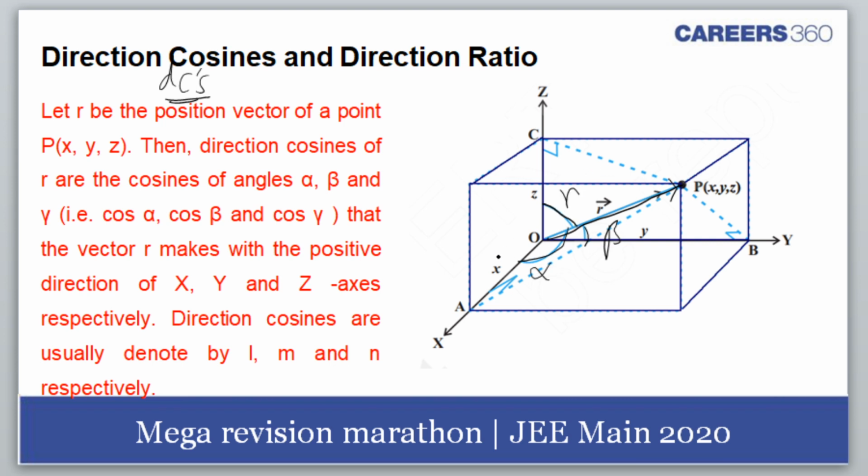Okay. Then, yeah, we'll come to that, Tarun, parallelopiped. Then DC, direction cosine, will be cos alpha, cos beta and cos gamma. Cosine of this alpha angle, cosine of this beta angle and cosine of this gamma angle is the direction cosine of the vector OP. I hope you understand. Cos alpha will be denoted by L, cos beta will be denoted by M, and cos gamma is denoted by N.